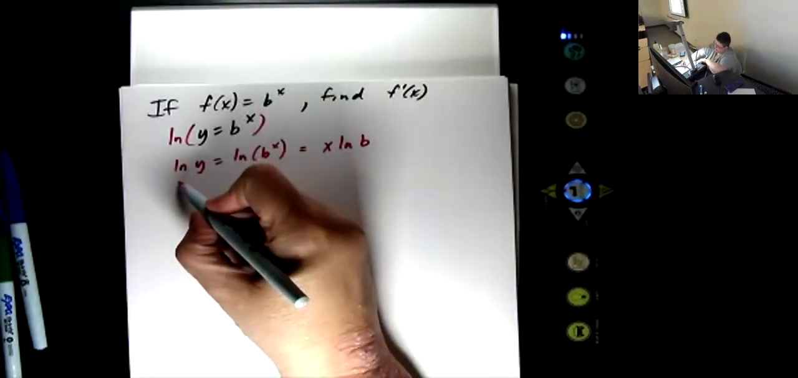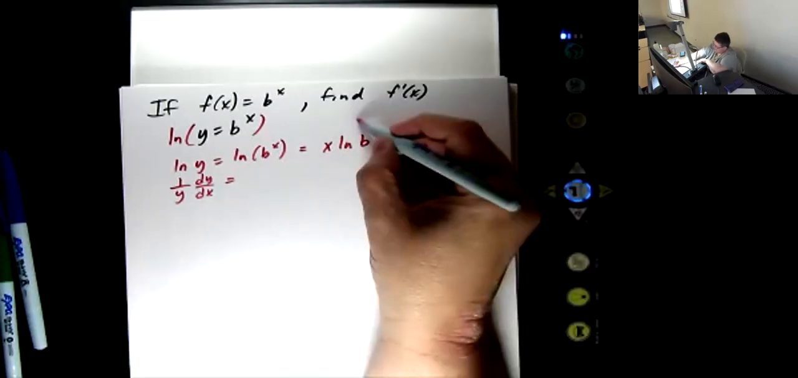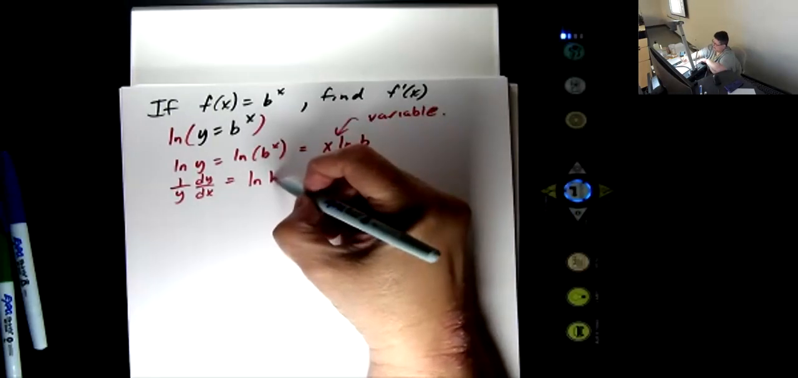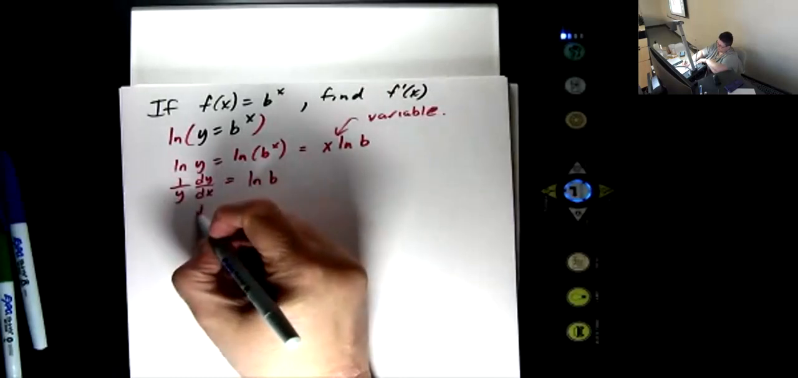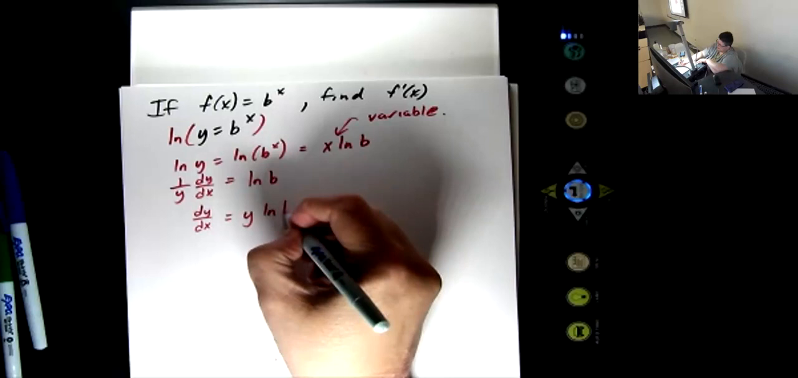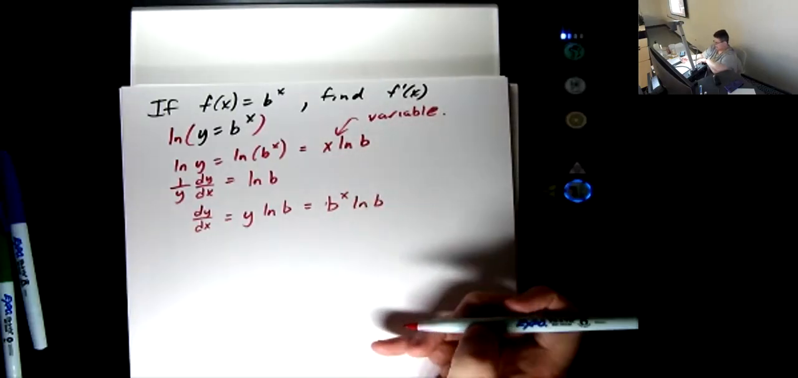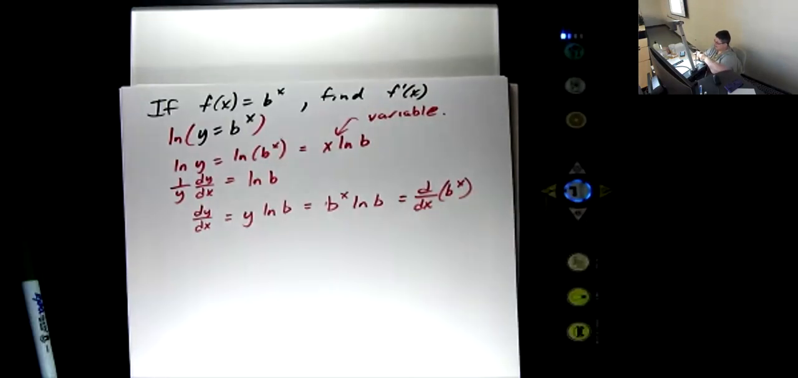And when I take the derivative of both sides, I get 1 over y times dy dx equals the derivative of x natural log of b. X is the variable. The ln of b is just a constant. So this just gives us ln of b. We multiply through by y, and we get y times the natural log of b, but y was b to the x. So the derivative of b to the x is b to the x natural log of b.